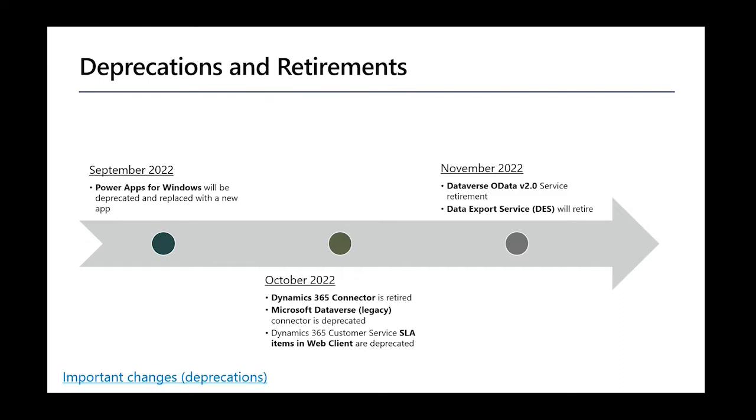And then a couple of bigger ones coming up in November. One is the Dataverse OData version 2 service retirement. If you're not aware of that one, make sure that you're checking environments. You may have got notifications on that. Make sure you have a plan in place to replace that. And then also the data export service, so make sure you have plans there too. There are good playbooks available and guidance on how to manage those retirements.